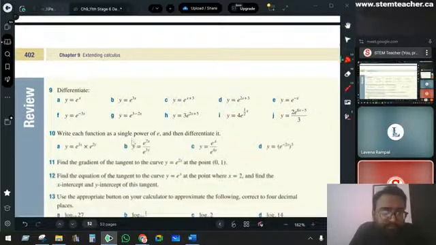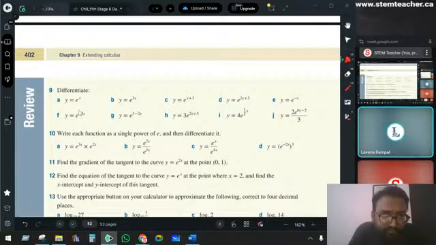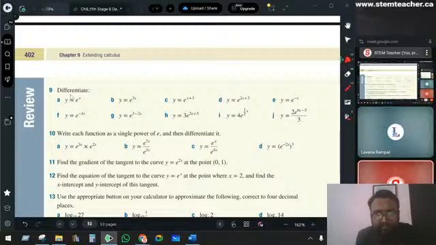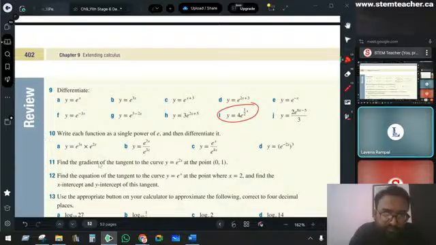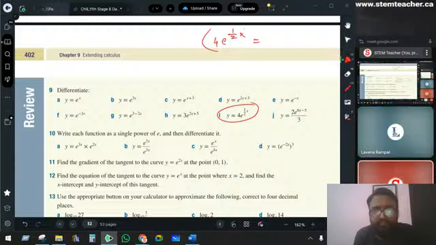Is it clear? Yeah, that's clear. What is the derivative of this function? 4 e power 1 by 2 x. What is the derivative? 2 e power half x. Very good.